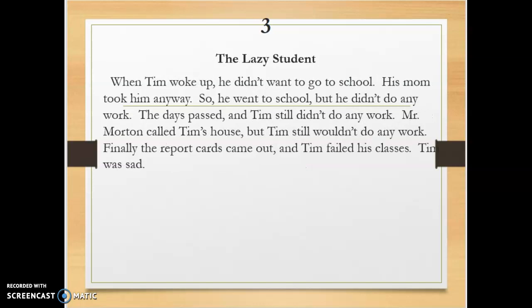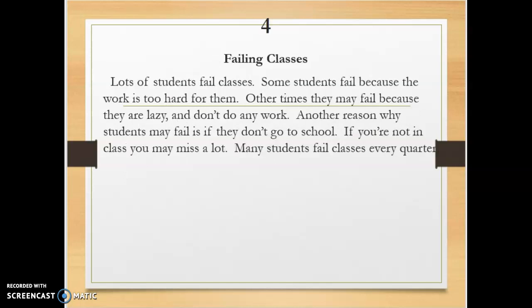Number 3, the lazy student. When Tim woke up, he didn't want to go to school. His mom took him away, so he went to school and he didn't do any work. He still passed, and Tim still didn't do any work. Mr. Martin calls Tim's house, but Tim wouldn't do any work. Finally, report cards came out, and Tim failed his class. Tim was very sad. So number 3, the lazy student. What type of text structure is that? And it's telling us what happened to Tim.